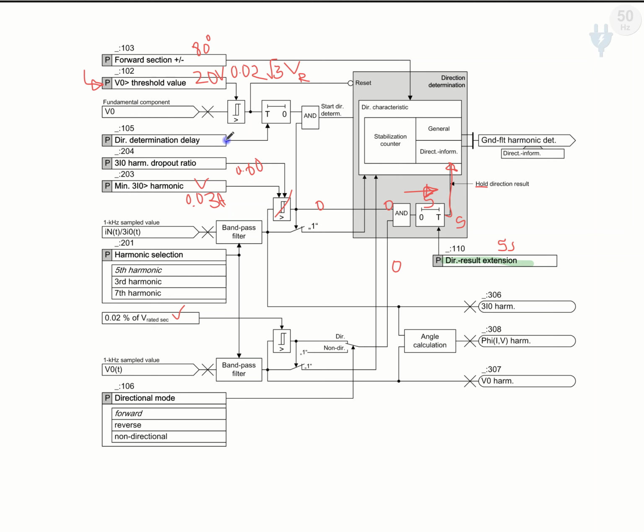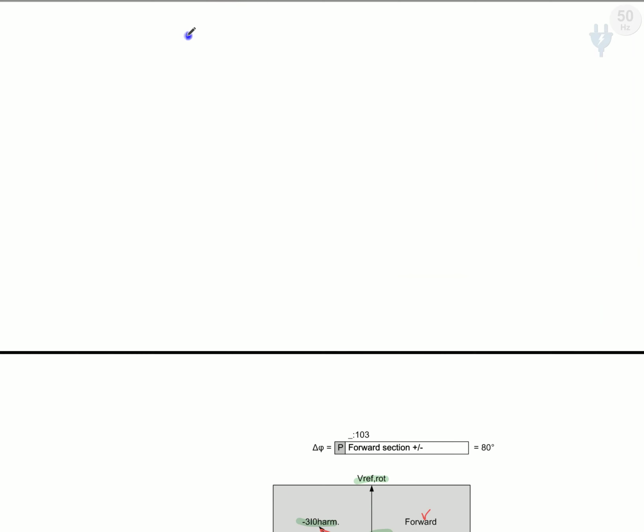And the delay time is for systems which have more transients, since a transient may disrupt our system and cause it to start a reset or something. So we give some time. By default it is 0, but we can have around 5 to 10 milliseconds for the direction determination delay. These values we have discussed before in the previous sessions, as well as the selection of forward and reverse direction.